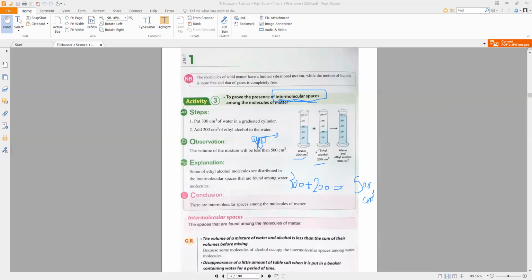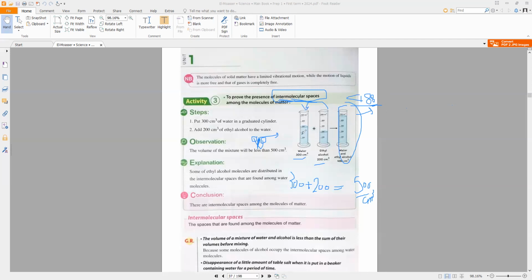But after mixing, after putting the ethyl alcohol in the water, if I calculate the volume of this mixture, I will find it is 488. Practically, after I put the ethyl alcohol in the water, I find the total volume is 488. But when I calculated the total volume before mixing, I found it was 500 cubic centimeters. Why has it become 488, not 500 cubic centimeters?